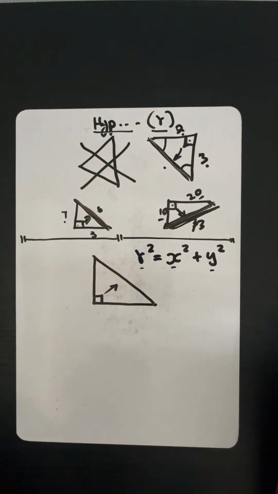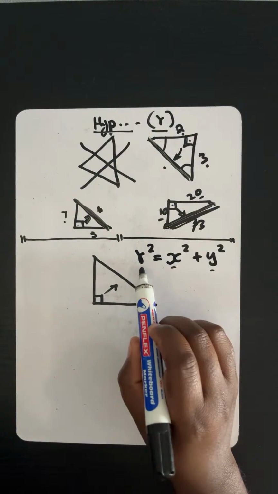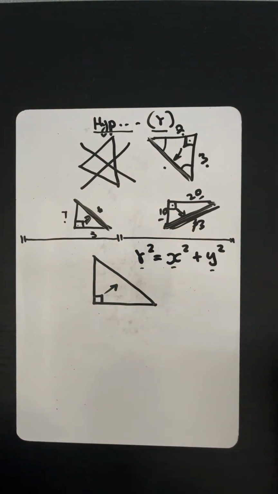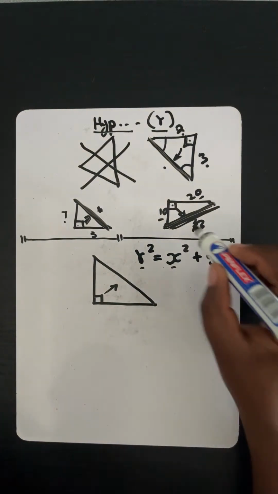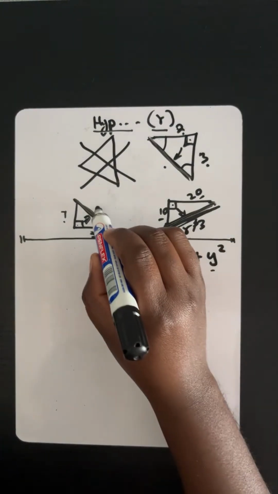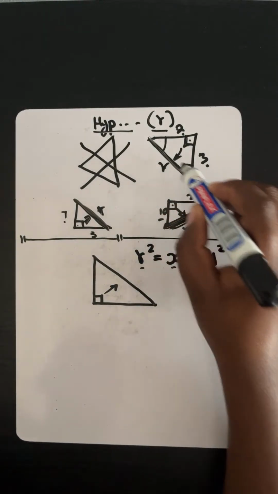This y refers to the side. So you can see it has 1, 2, 3 terms. So the r side is the one that I've just spoken about, which is that longest side. This is the r side, this is the r side, this is the r side.